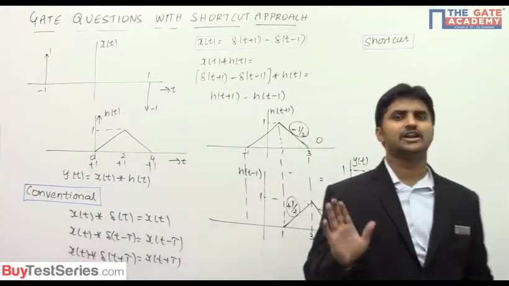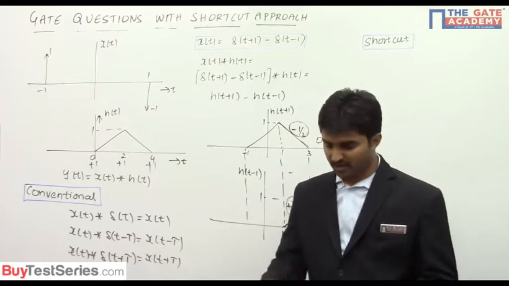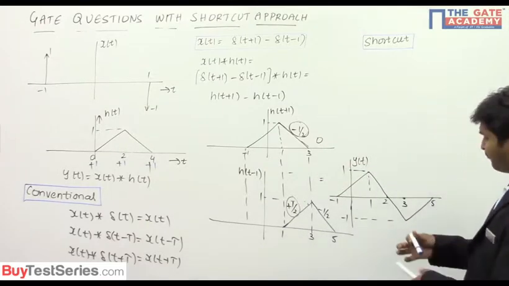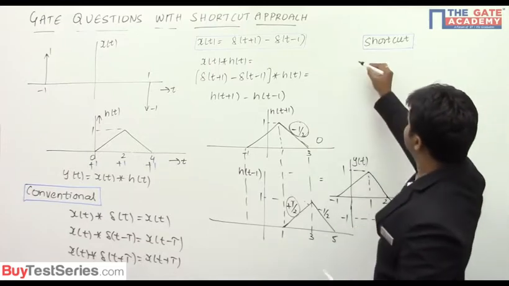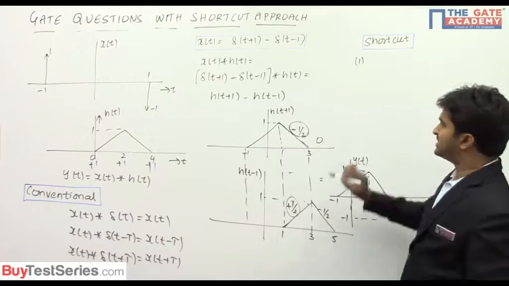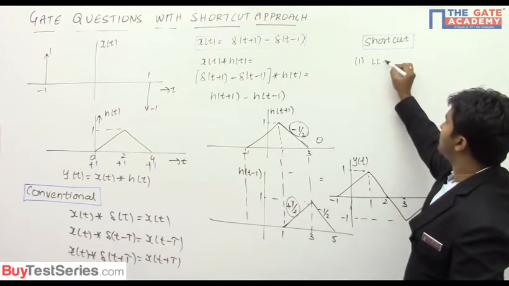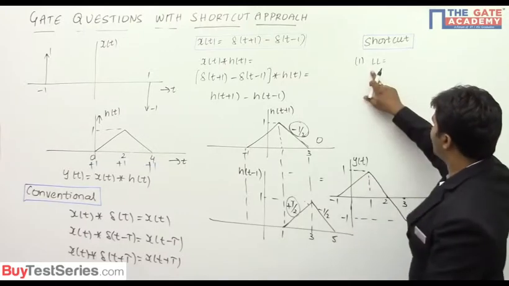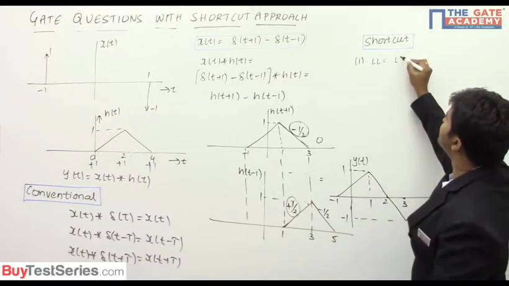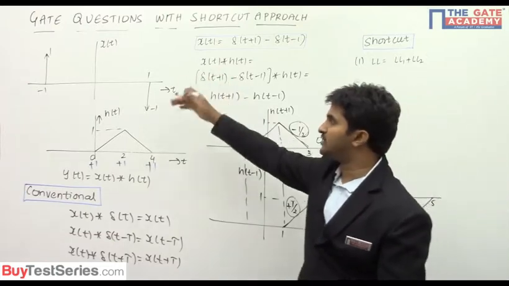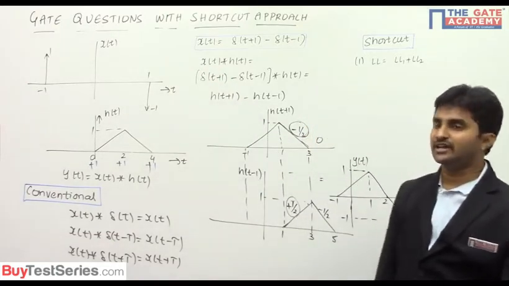Now this is the conventional approach of solving the problem. Now what is the shortcut approach? First point is that whenever you are convolving two signals, the resultant signal will have the lower limit. Lower limit is nothing but where the signal is going to start. So the lower limit of the resultant signal will be the summation of the lower limits of the individual signals, meaning x of t and h of t.